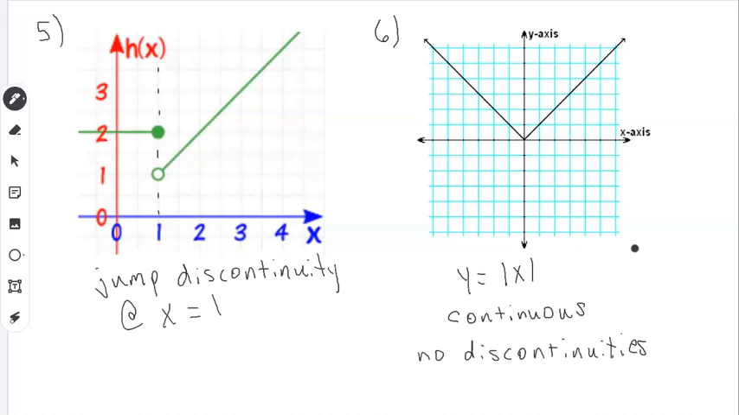Now, it does have a sharp corner, right? It has a really sharp corner right here at x equals 0, but that doesn't mean anything for continuity. It's still continuous. What you'll learn in calculus is that at that sharp point right there at the origin, that is a point where the function is not differentiable. But that's another lecture for another time. But this function is definitely continuous.